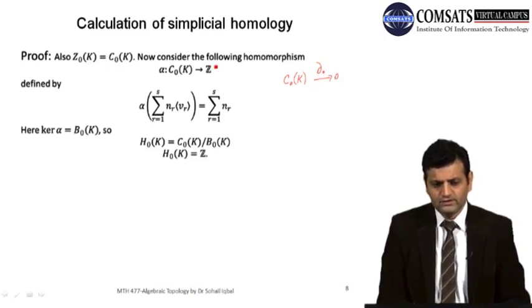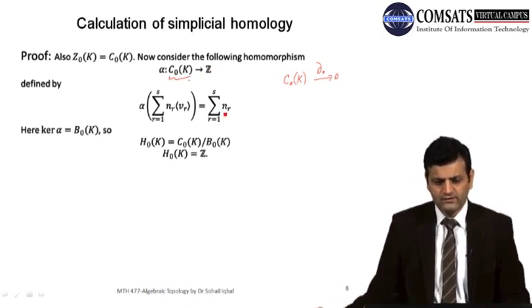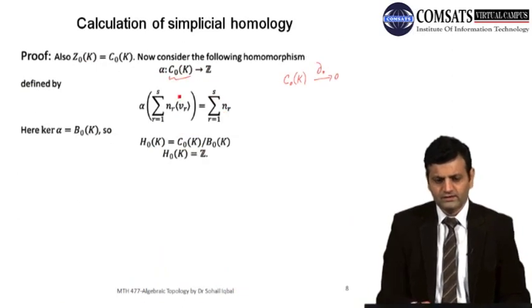Okay, so now consider the following homomorphism, alpha. It takes elements of C0 of k and gives me the sum of the coefficients. And now according to the little result that we have proved, that an element of C0 of k belongs to B0 of k if and only if the sum of the coefficients is 0, we can see that the kernel of alpha is equal to B0 of k.